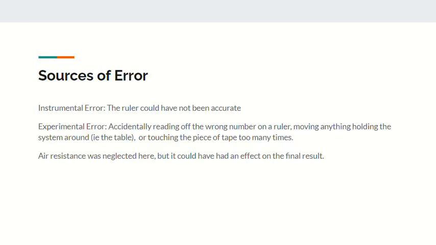Here are some possible sources of error. Instrumental error: the ruler could have been inaccurate. This isn't that likely, but it could have happened. Experimental error: accidentally reading off the wrong number on a ruler. Moving anything holding the system around, like the tables or the platform, or even handling the piece of tape too many times, because if you do that, then the charges will move around the tape and not in a way that'll make them charged. And air resistance was also neglected here, and it could have had an effect on the final result.